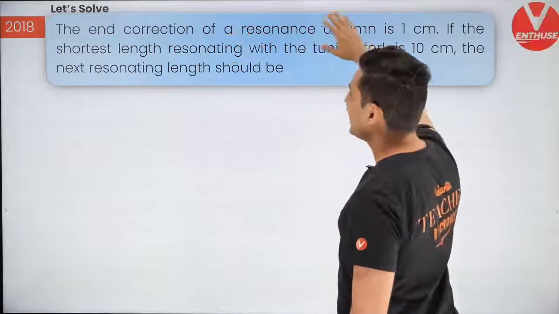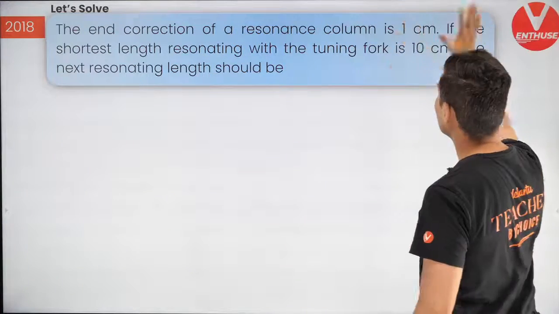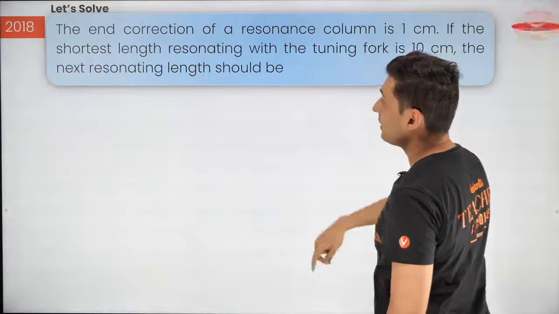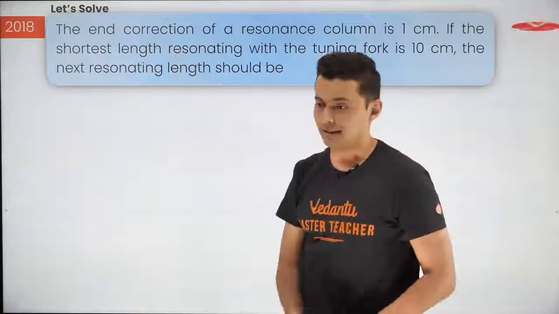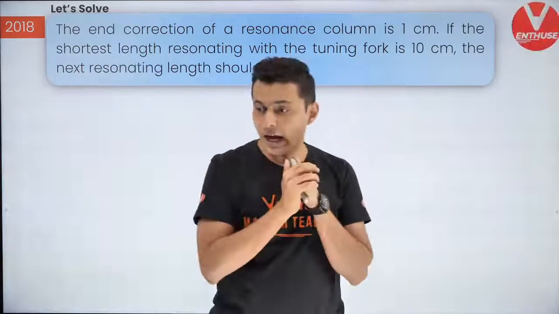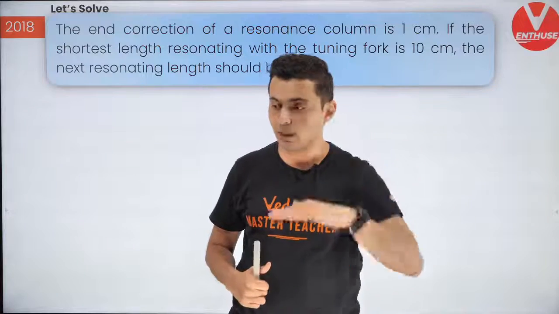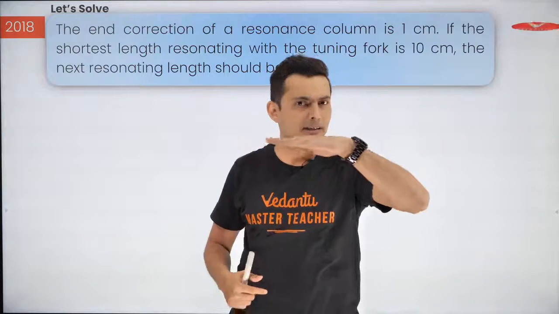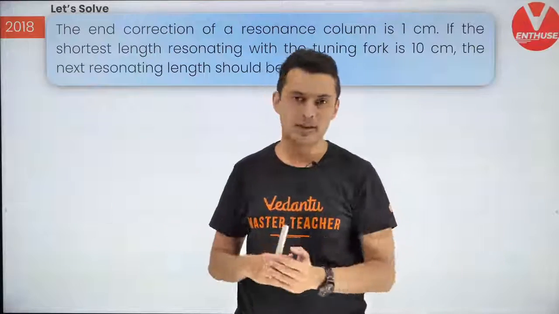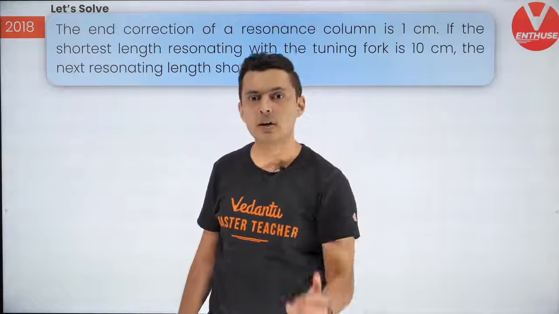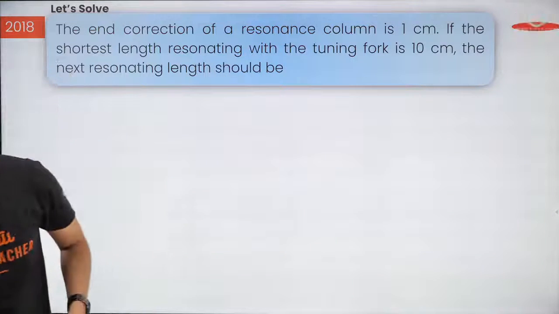Okay. How about this question? 2018 question. The end correction of a tube is 1 centimeter. If the first resonating length is 10 centimeter, what is the next resonating length? Think about it. Chetna, actually the standing waves will be formed even below water, but that is not so important. Remember, wherever that surface is there, that behaves like a closed end. Although that resonance will continue, that standing wave will continue even below that. Don't worry about it.